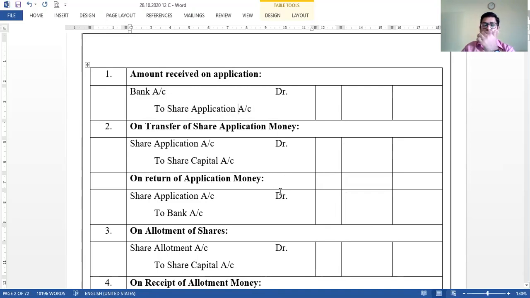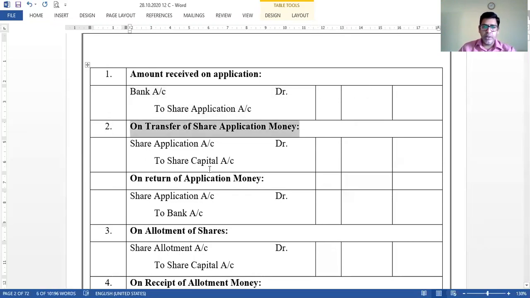It can be share application and allotment only if the full amount, the face value of the share, is called up at one time. 10 rupees of face value. This 10 rupees has been called in one installment. There are no parts of that 10 rupees. In that case, we pass that entry as bank to share application and allotment. Otherwise, if it is in installments, the first step is application. So bank to share application is the required entry.